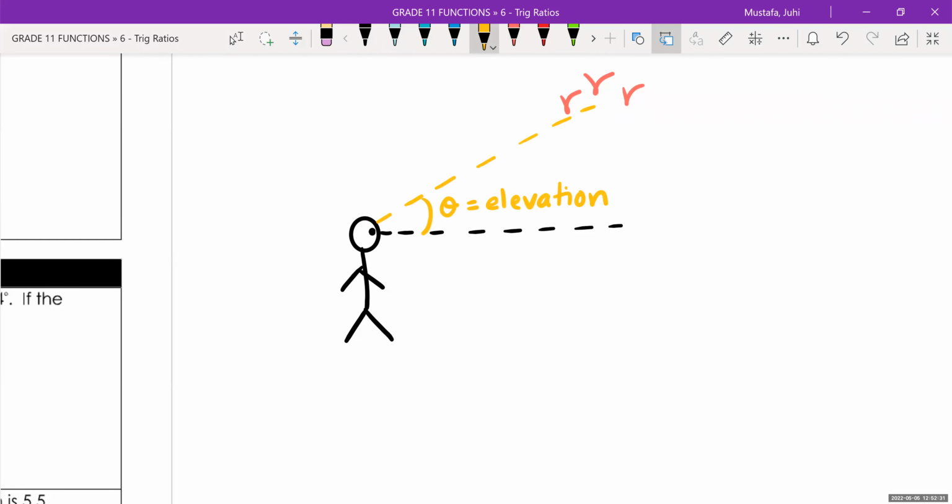So it's always measured from a horizontal, and then you're looking up, and that makes sense, right? Elevate means to look up or go up. So it's the angle of elevation.